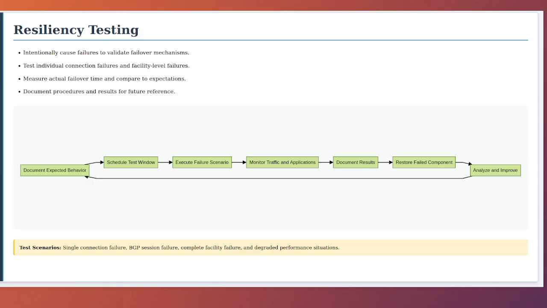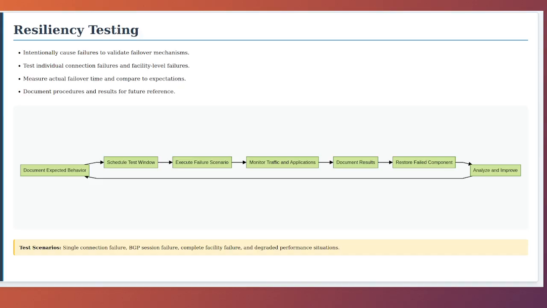Resiliency testing involves intentionally causing failures in a controlled manner and verifying that your systems handle the failures gracefully. For Direct Connect, this means testing scenarios like individual connection failures, entire facility failures, BGP session failures, and routing failures. Each scenario tests different aspects of your architecture.